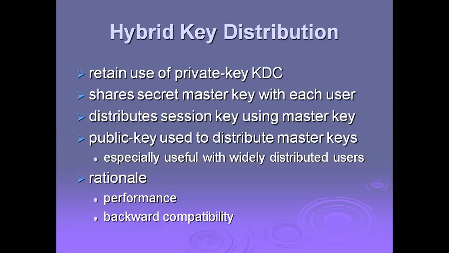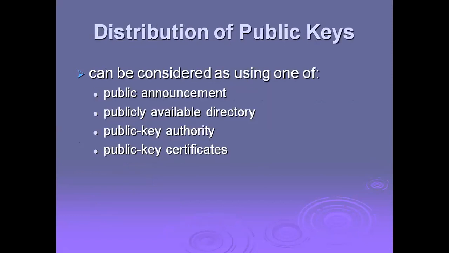So the combination of all these is known as hybrid key distribution. Here we have seen distribution of public keys. The following are the ways of distributing public keys: public announcement, publicly available directory, public key authority, and public key certificate. These are the different types of public key distribution. Before distributing, it can announce, it can supply to anyone: public announcement.